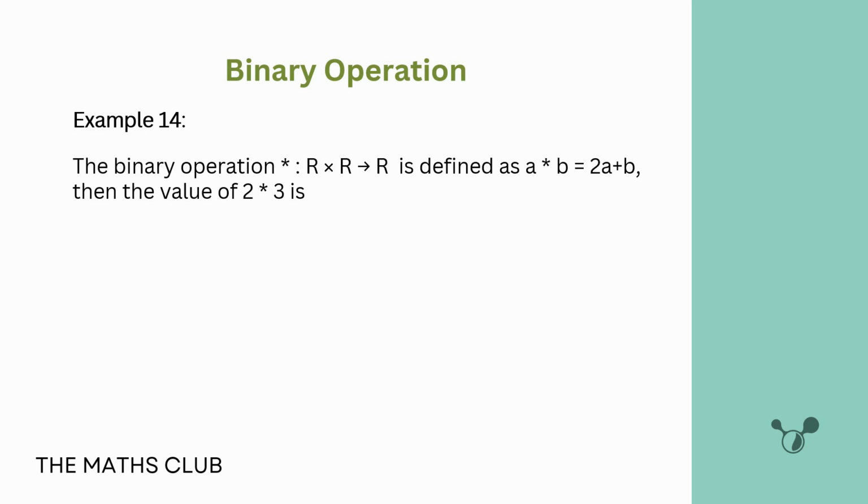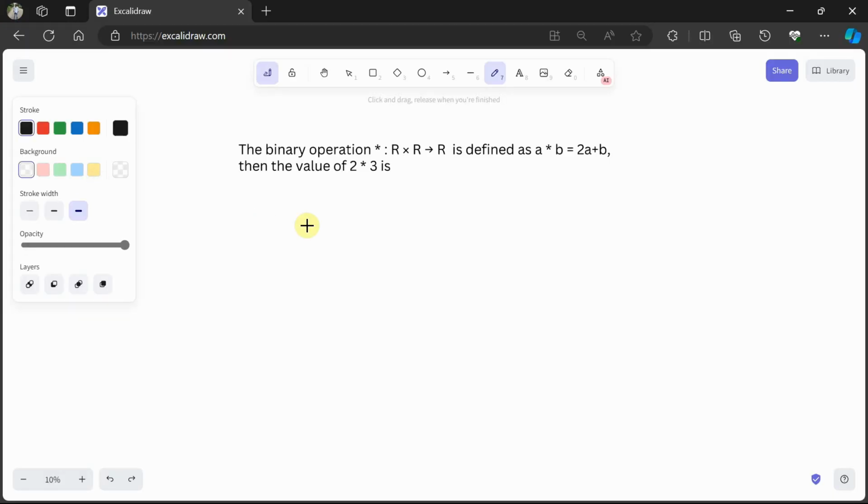Let's solve this together. We're given that A asterisk B is equal to 2A plus B. We're told to find 2 asterisk 3. So A is standing for 2, B is standing for 3. I'll just substitute. So that will be 2 times 2 plus 3. 2 times 2 is 4, plus 3, which is equal to 7. So our answer here is 7.